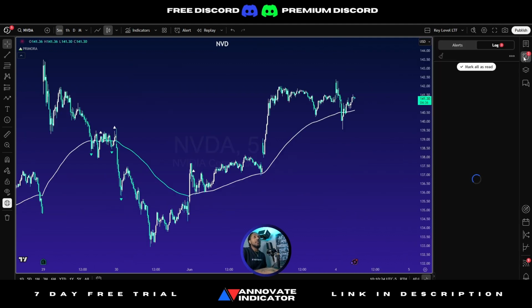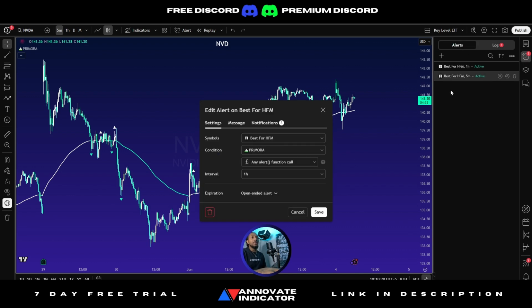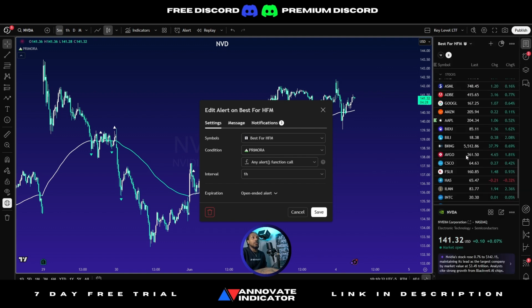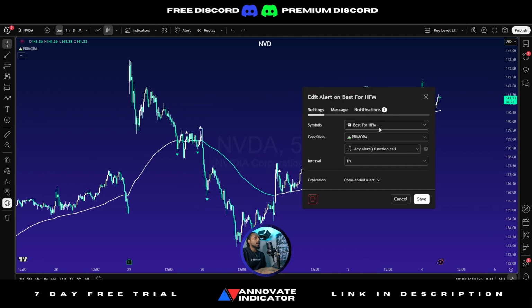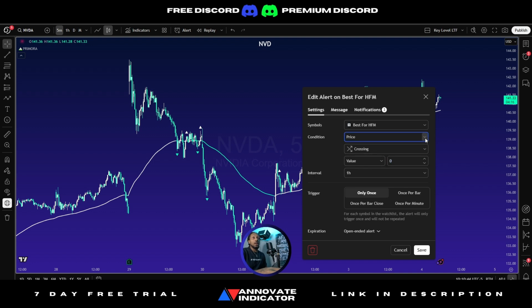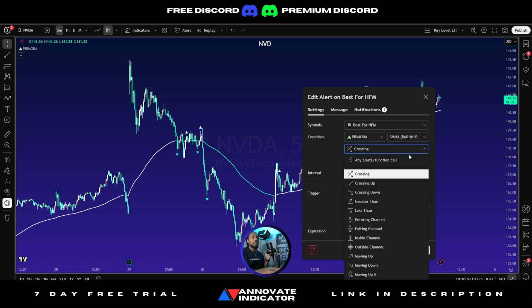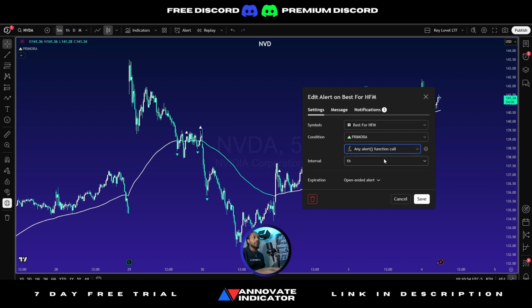The final thing I can say about this, everything is alert based, right? So how I have it here, I have the group of stuff that I have, which is my assets in here, all of the stuff in here that I trade. So I have best for HFM, which is my broker. And then the condition is based on, you can have the condition where it's based on price, but I put it on PRIMORA, which is the indicator. I have it now where it's very simple, so it does it based on the alert function, which I have there.